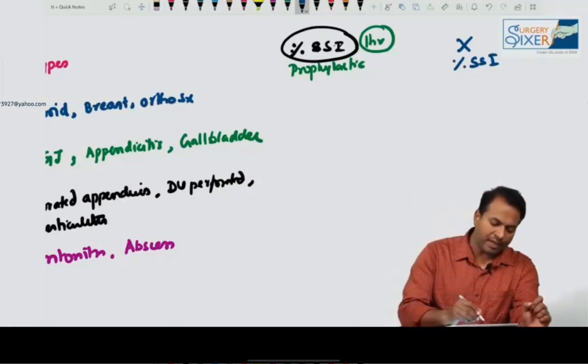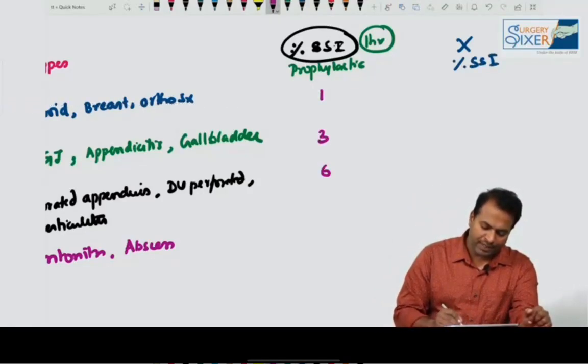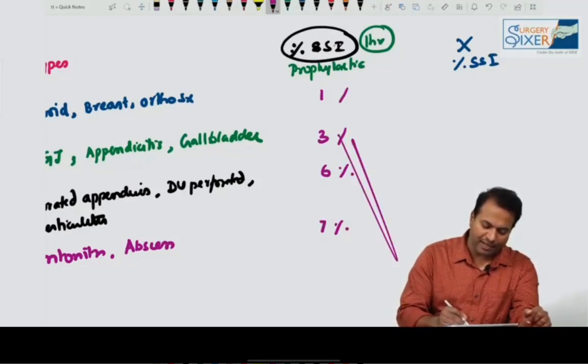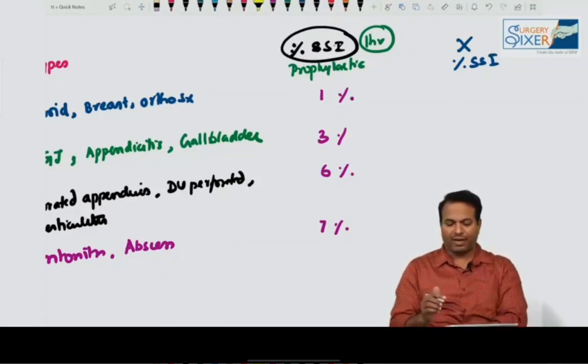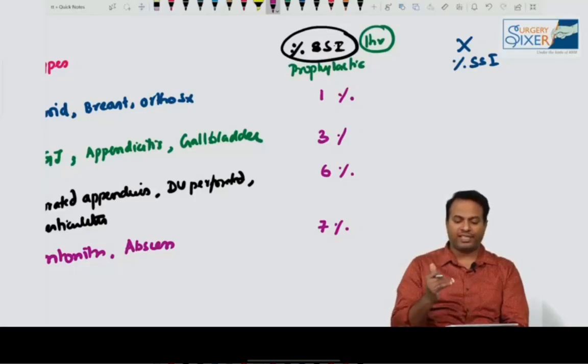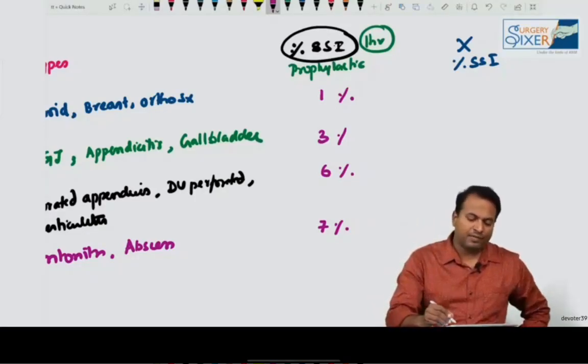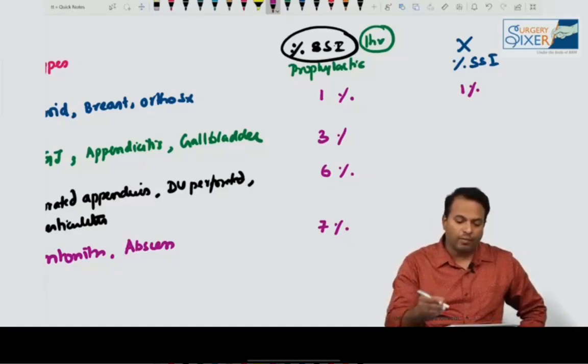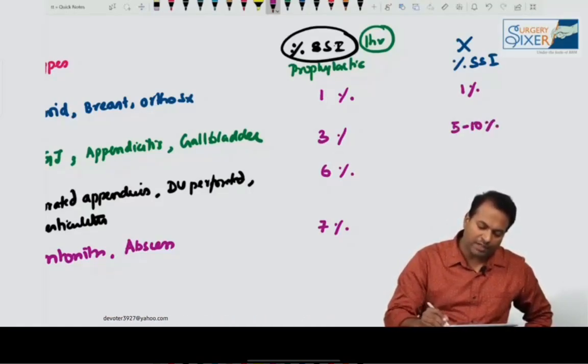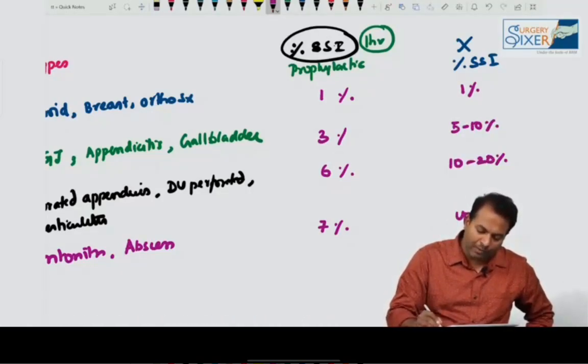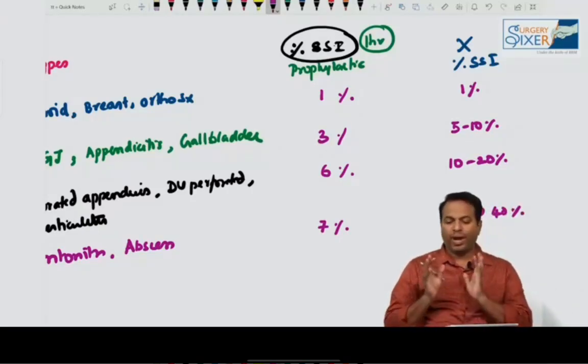I can help you remember this by remembering 1, 3, 6, 7. That's all. Percentage of surgical site infection with prophylaxis is 1, 3, 6, 7. When you give a prophylactic antibiotic 1 hour before surgery, the infection rate is 1, 3, 6, 7. Without antibiotic, it is 1%, 5 to 10%, 10 to 20%, up to 40%. You remember like this, a simple method. Though I am not accurate, this is easy to remember.